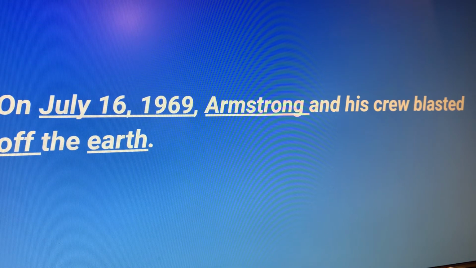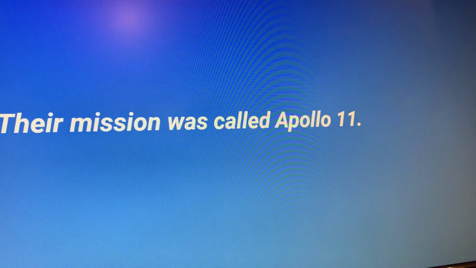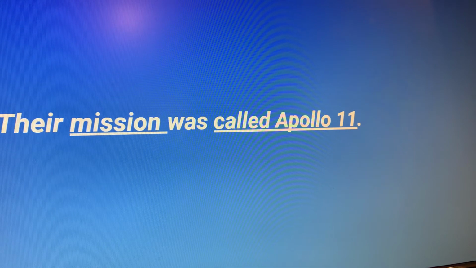We're doing it this way to start with so I can model it for you, because it is going to help you zone in on the key aspects. Next sentence: Their mission was called Apollo 11. Grab your pencil and underline mission called Apollo 11.